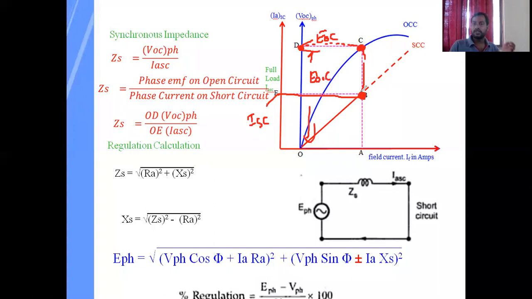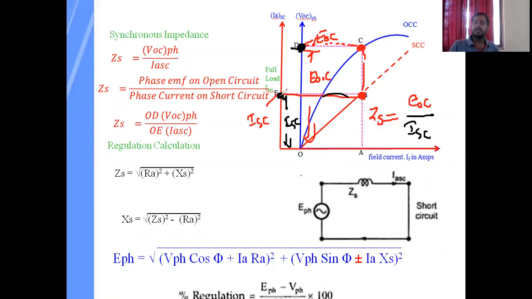So to find ZS, the synchronous impedance, ZS is equal to EOC by ISC. EOC is this height which we need to measure, and we need to take EOC divided by ISC. This height is ISC.